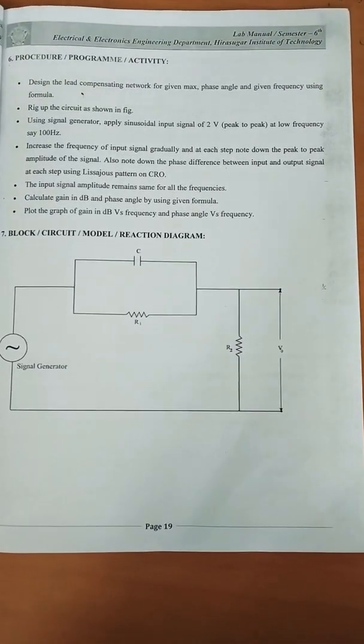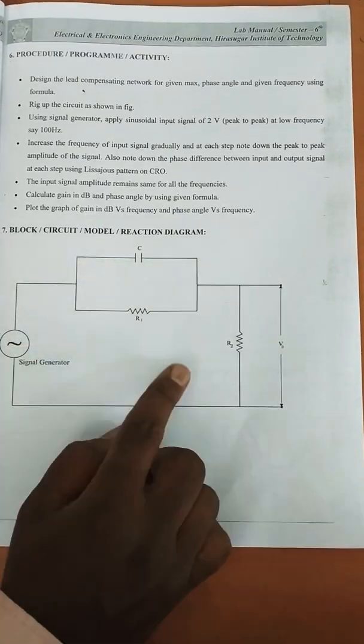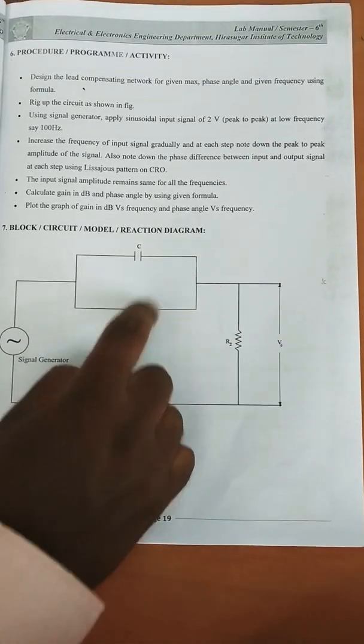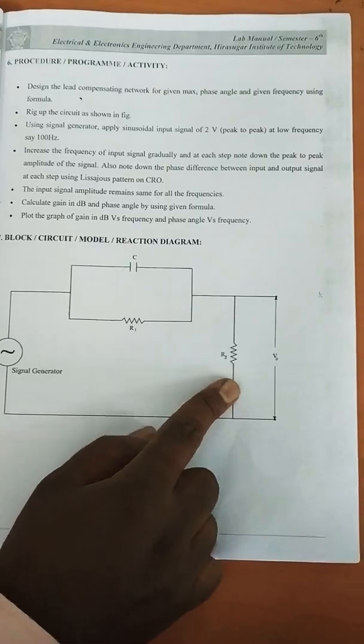So this is the circuit diagram. R1, C1, this is R2. These are in parallel, and this is connected to R2.